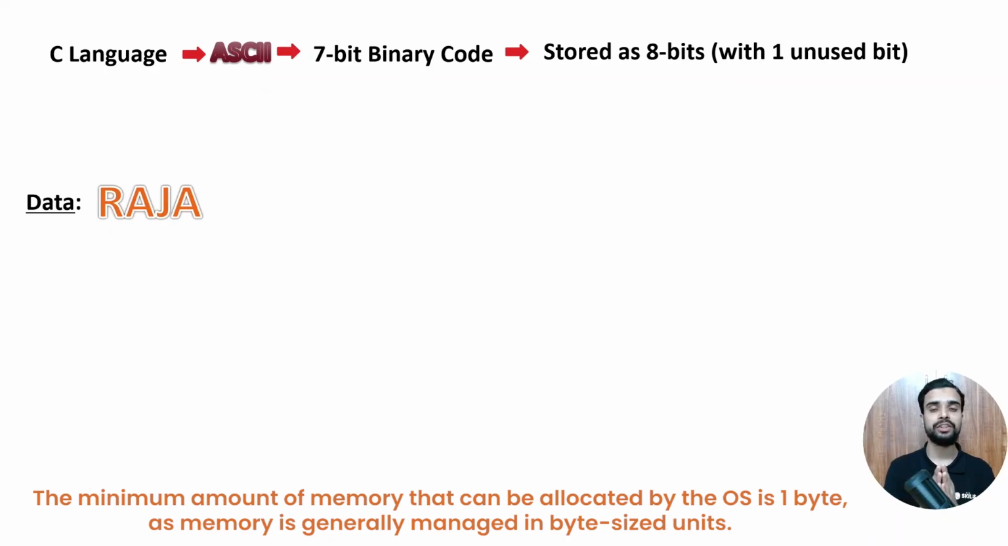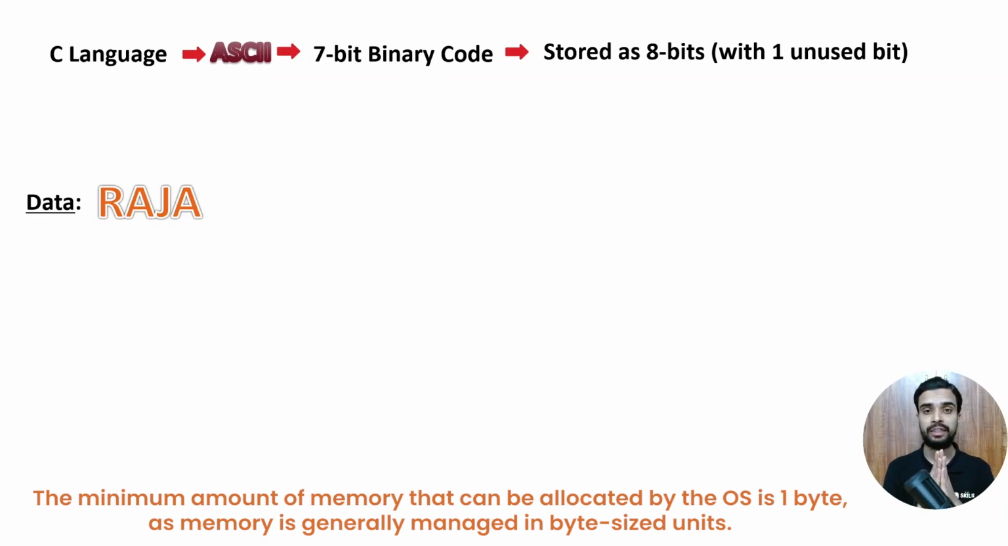There are 4 characters here, R, A, J, A, nothing but Raja. Since C language follows the ASCII format, I hope none of my learners here are under the illusion that for each of these characters on the RAM, 7 bits of memory would be allocated. If that is what you are thinking, you're absolutely mistaken, because this is impossible from the computer's end. The minimum amount of memory the computer would be able to allocate for us on the RAM is going to be 1 byte or 8 bits and nothing less than those 8 bits.